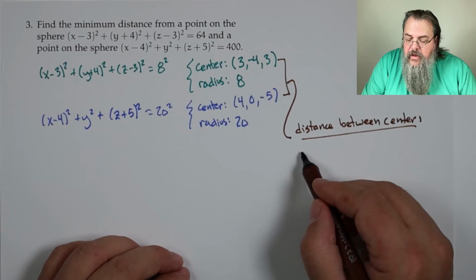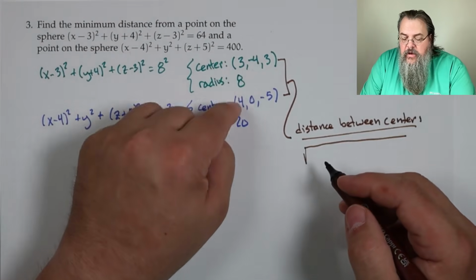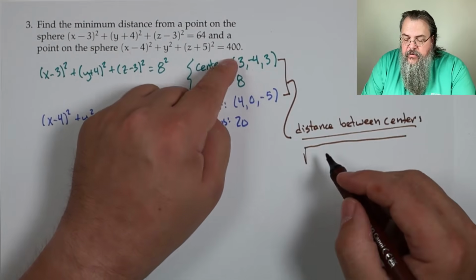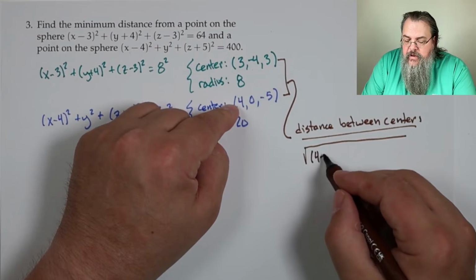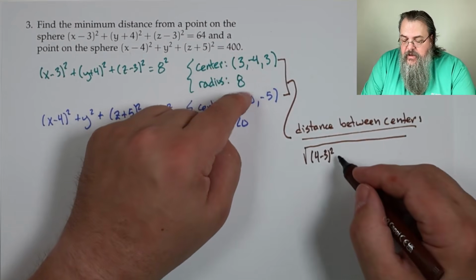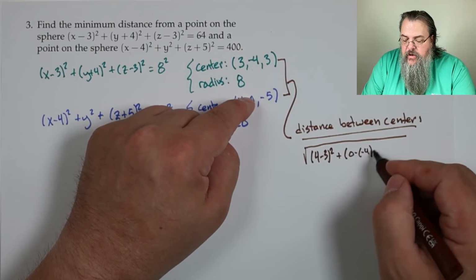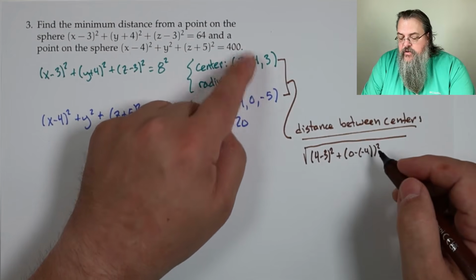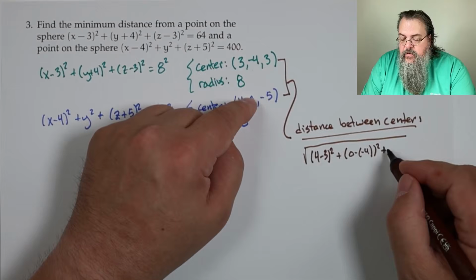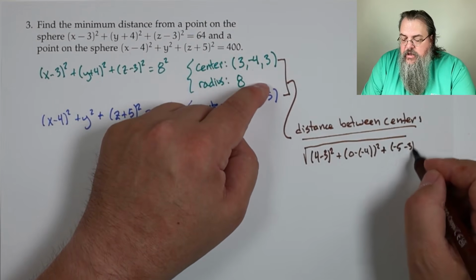It's going to be the square root, and we're going to take from here to there. So 3 to 4, that's 4 minus 3 squared. Really, it's the change in x squared. Then plus 0 subtract negative 4 squared. Again, what's the change in y squared? And then negative 5 subtract 3 squared.